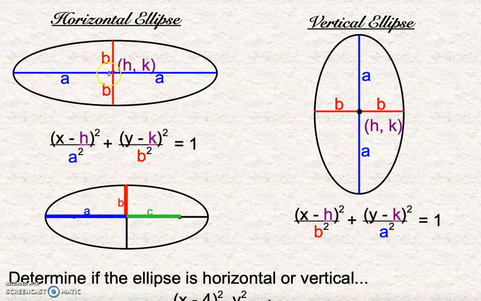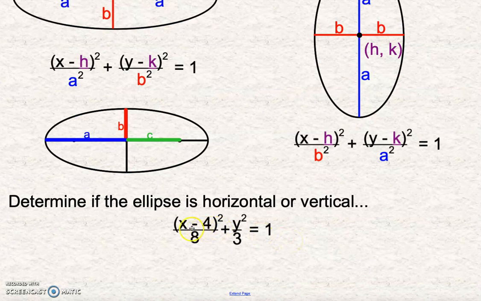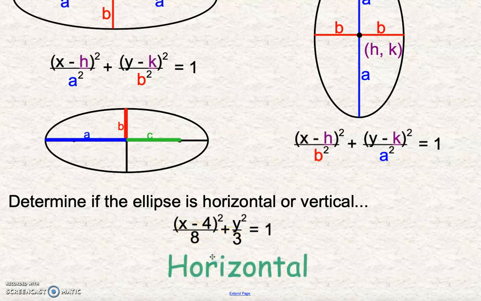Remember, a is always half the major axis. And so if a is under the x, it's horizontal. If a is under the y, it's vertical. So if you look down here at this ellipse, you can tell. See how we have x squared plus y squared equals 1, and the numbers under the x and the y are two different numbers. Since the bigger number is under the x, we would say this ellipse has to be horizontal. And I like to think of it as this number under the x is stretching that ellipse further horizontally than it is vertically.